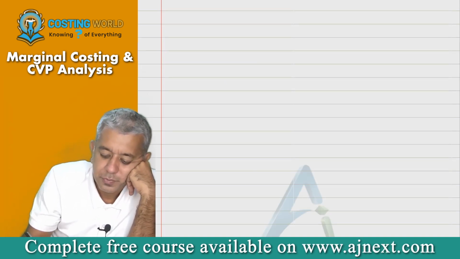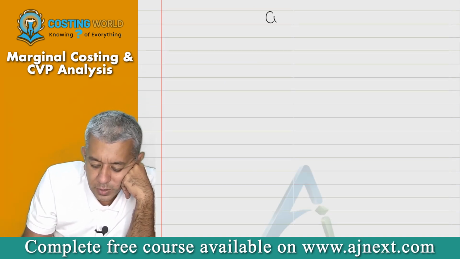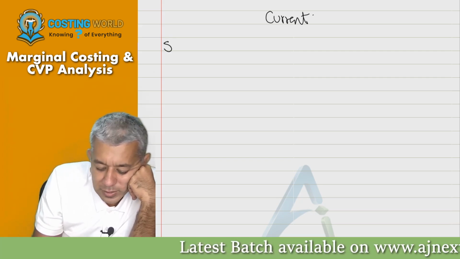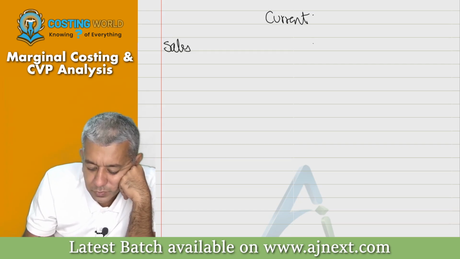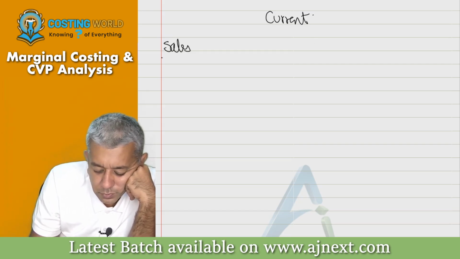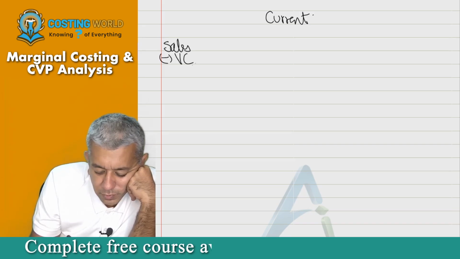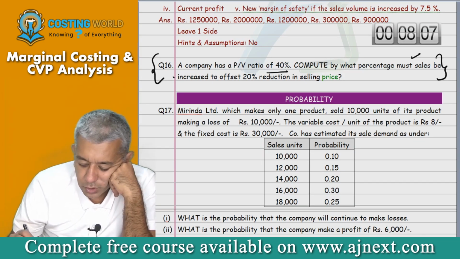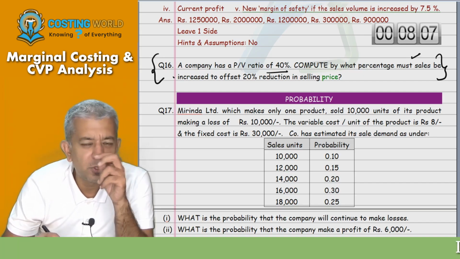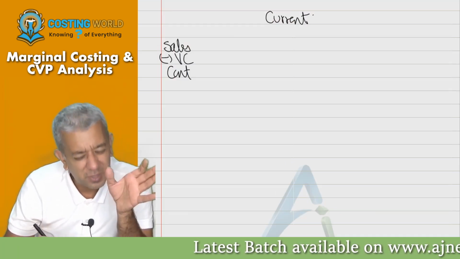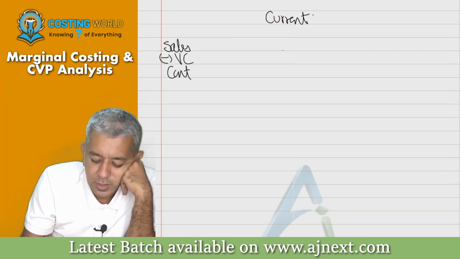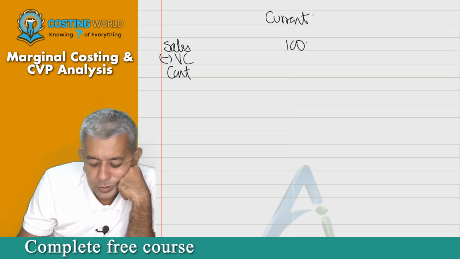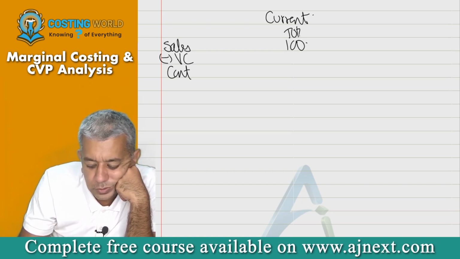Listen. So this is, I'll write down, current sales. Don't write, please. Less variable cost will give you contribution. Now in this entire question, I have no absolute numbers, you only have percentages. So I'll take any number. You can take any number, the answer will be the same. Suppose current sales be 100. This is total.